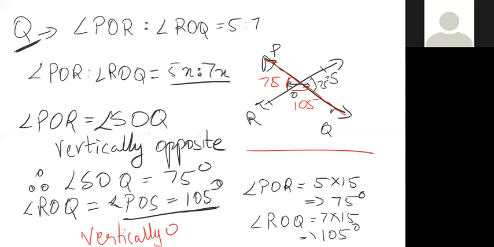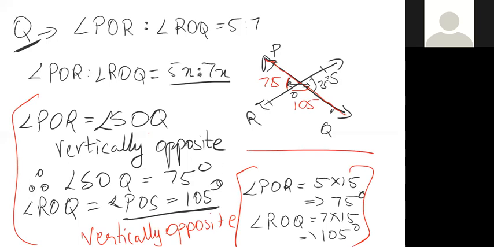So we have applied two concepts here: the linear pair of angles to find this one, and the vertically opposite angles to find this one. And that is how we found all the angles from a simple ratio of angles. Right, this is just one example. We'll be moving on to questions in some time.